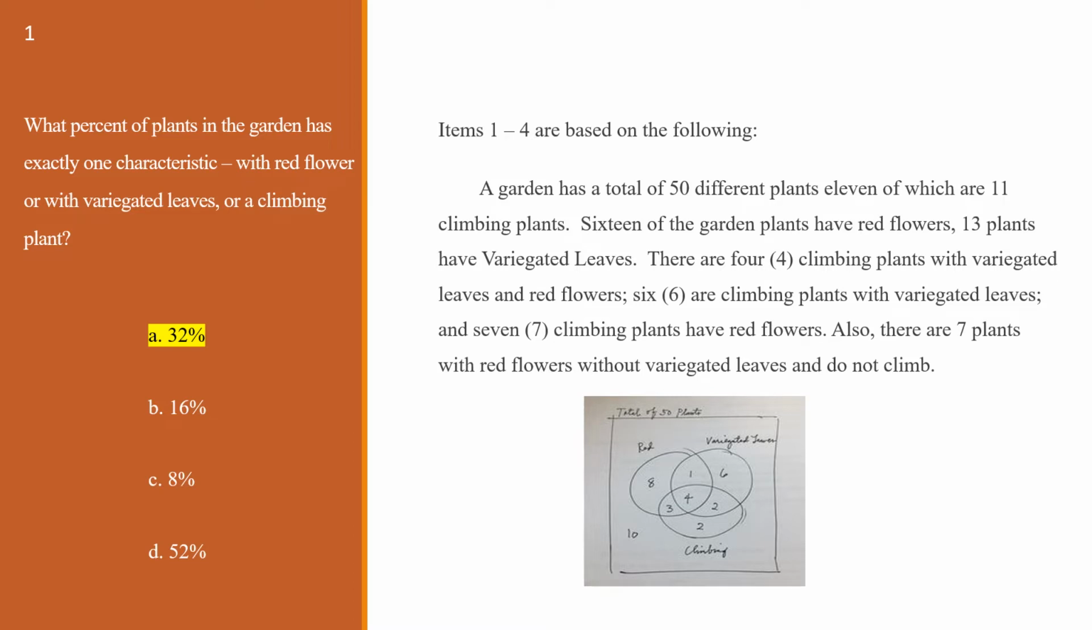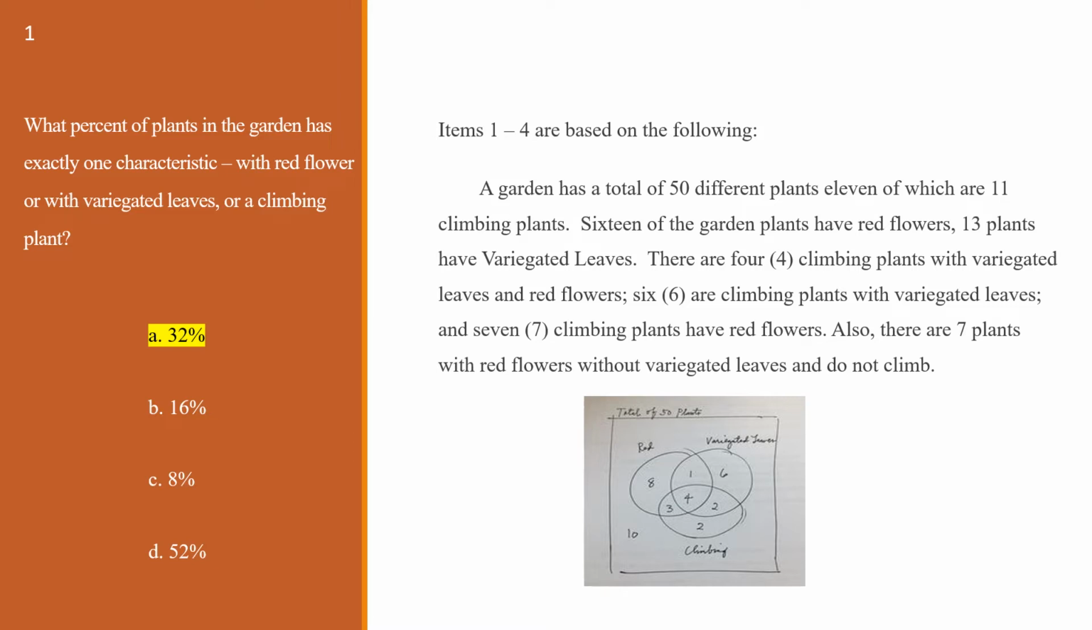So for items 1 to 4, we have the given that a garden has a total of 50 different plants, 11 of which are climbing plants, 16 have red flowers, and 13 have variegated leaves. So with these givens, we're supposed to be able to understand that there are three cells with the given values. And the secret in here is to identify the middle value, which will have the three characteristics.